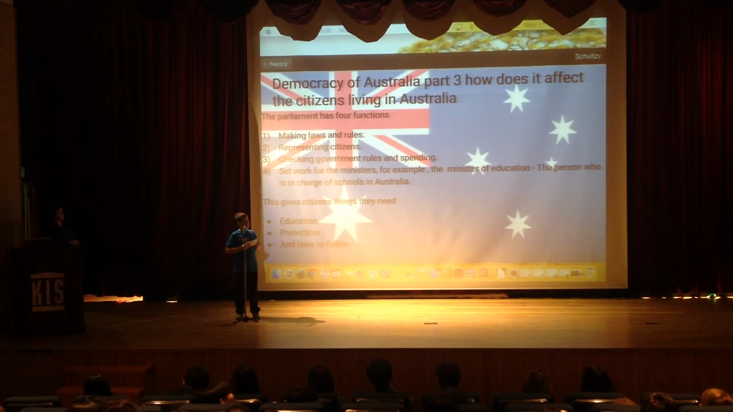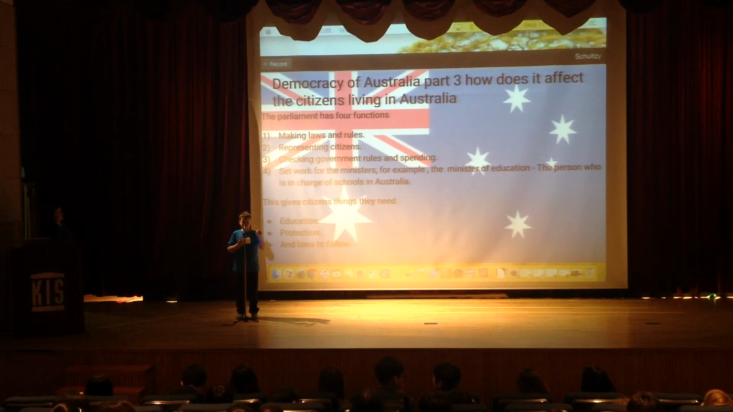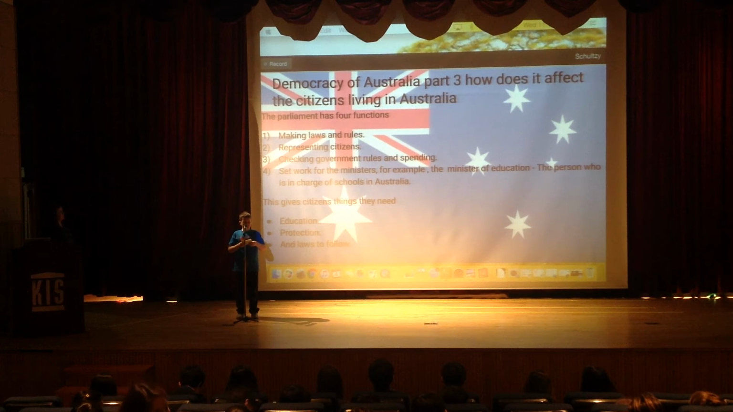How the government affects citizens living in Australia. The Parliament has four main functions. 1, making laws and rules. 2, representing citizens. And 3, checking government rules. 4, set work for the ministers. For example, the Minister of Education, the person who is in charge of schools. This gives citizens the things they need: education, protection, and laws to follow.